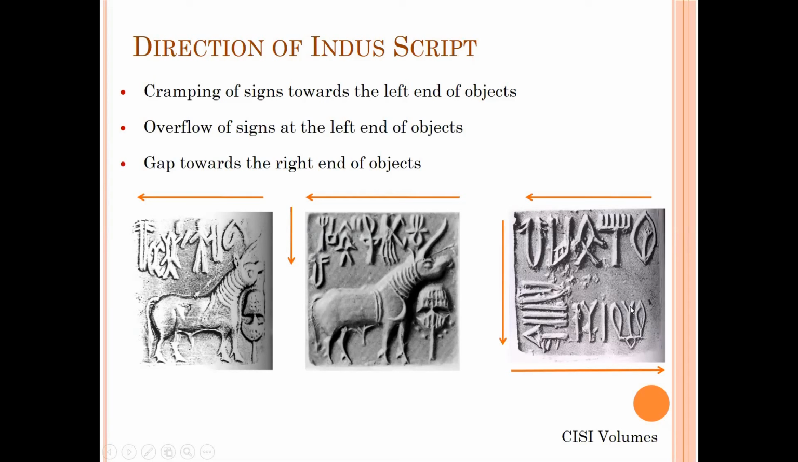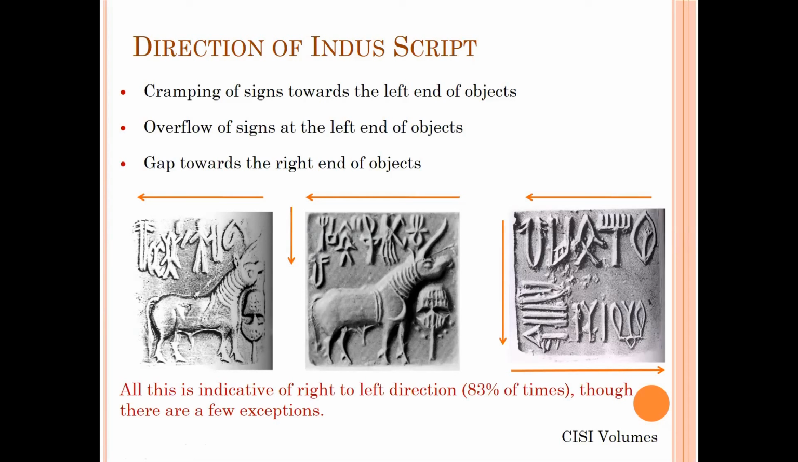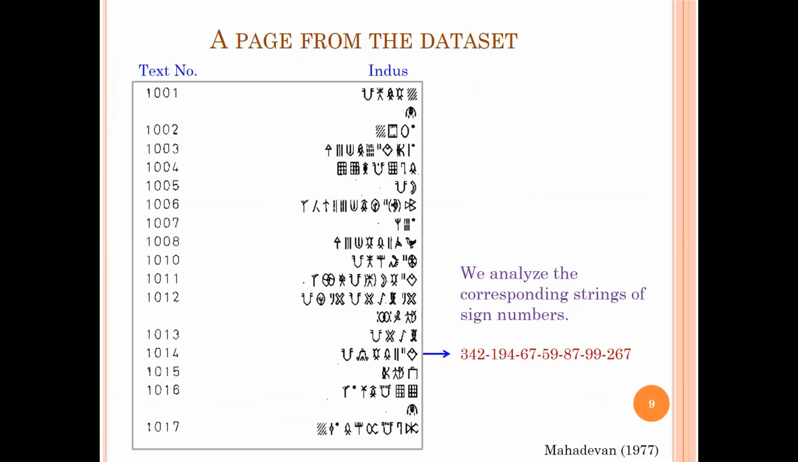So all these and some other factors do suggest that the writing seems to have a right-to-left direction, though there are a few exceptions in the corpus too. Now, this is how a page from Mahadevan's dataset looks. You can see each text here is identified by a 4-digit number.